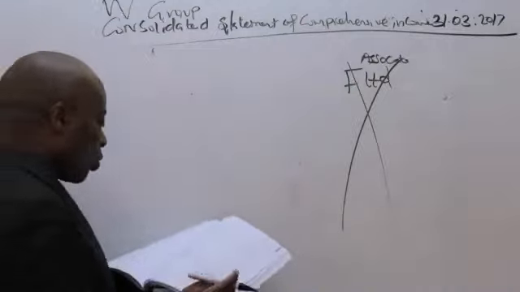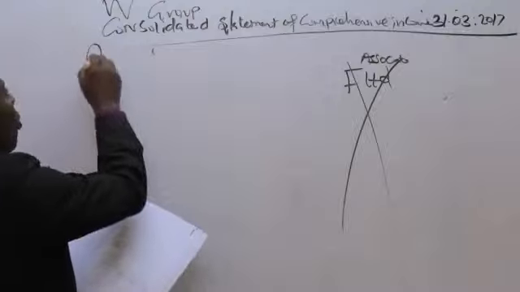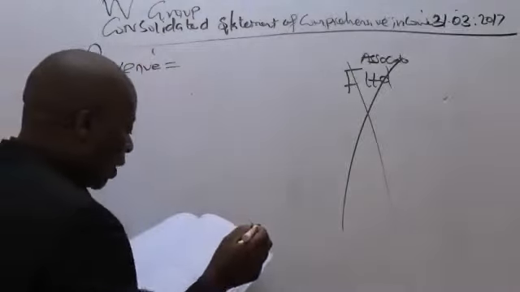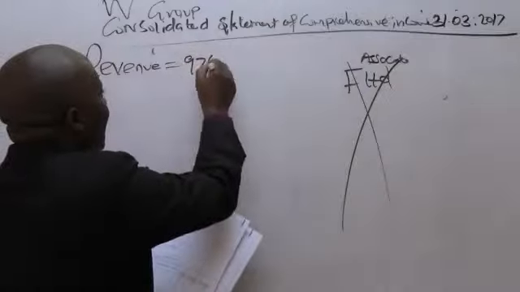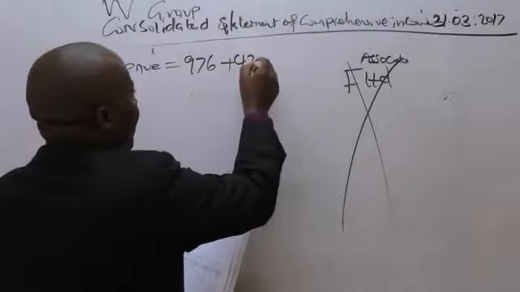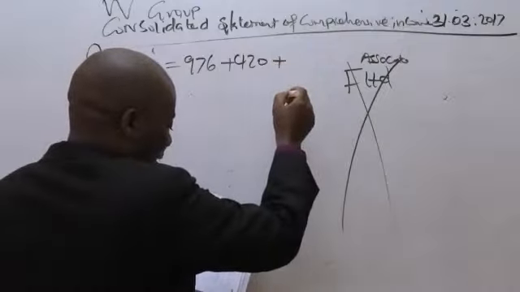So line by line is quite a simple thing. So I'll come and talk of revenue. The way I've been given their revenue, ladies and gentlemen, the first one is 976 plus 420 plus. Consolidation is quite a simple thing.